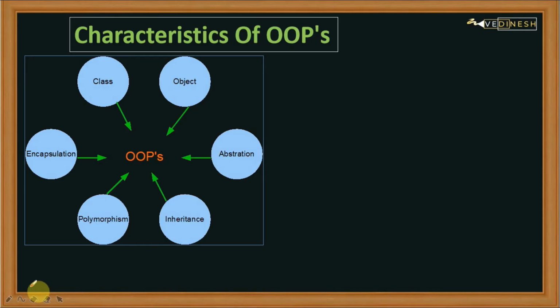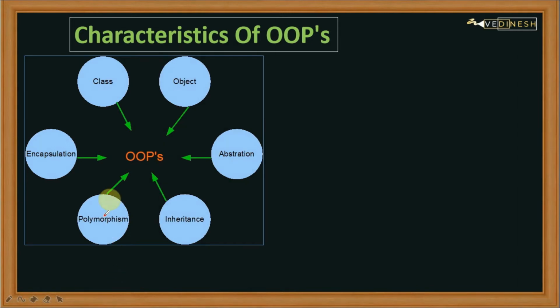Hello all. So in this lecture we are going to see the characteristics of object-oriented programming. There are 6 characteristics. These 6 characteristics are the foundation, or I can say the pillars, of object-oriented programming. Due to these characteristics only, object-oriented programming is the best approach for software development, right? So in this lecture we are going to discuss each one of them one by one.